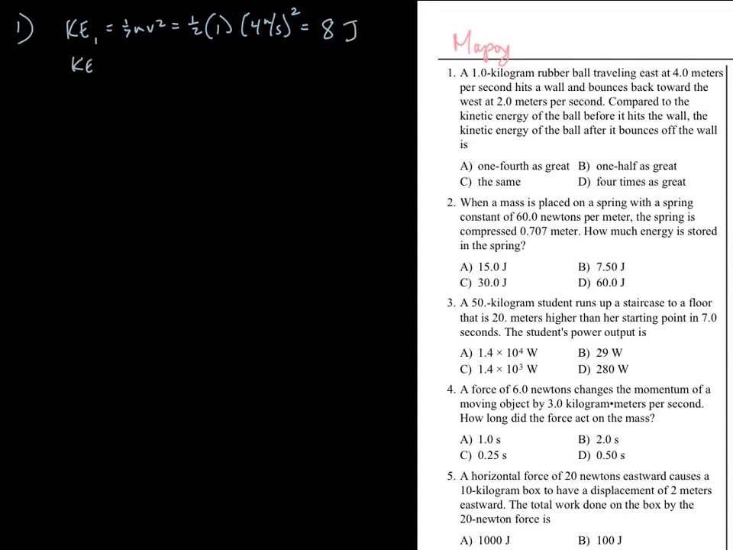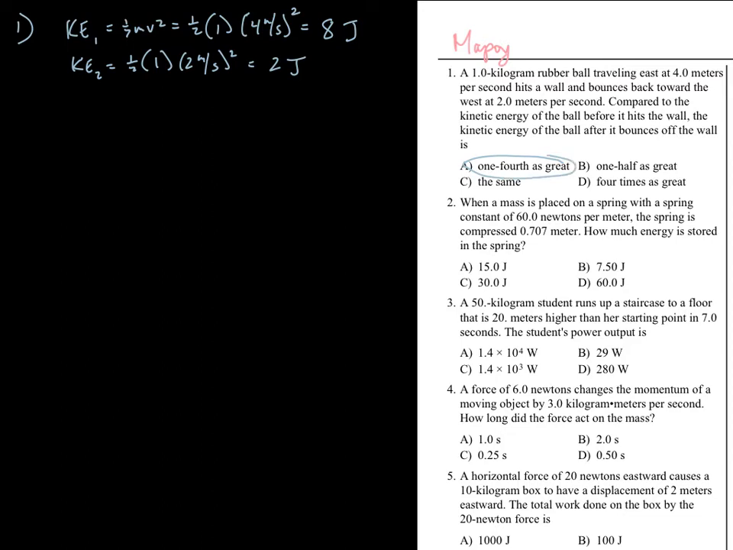The second scenario, 1/2, still 1 kilogram. This time 2 meters per second, going west, squared, 4, and half of that is 2 joules. So the new kinetic energy is 1/4 as great as the original.